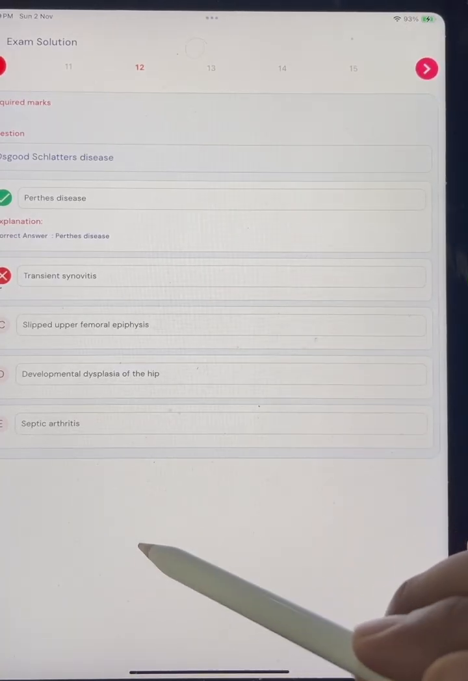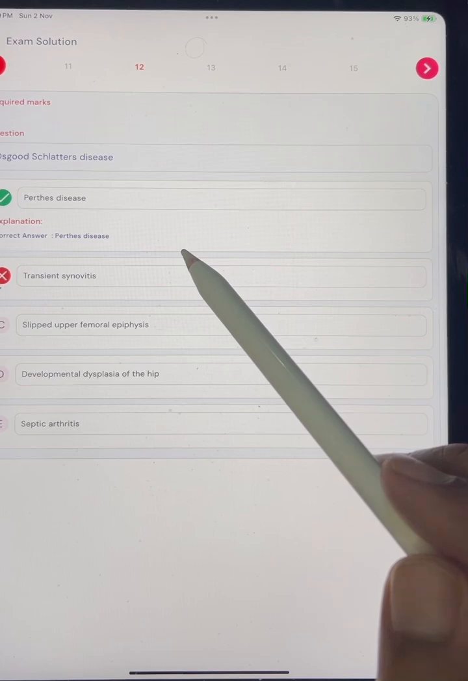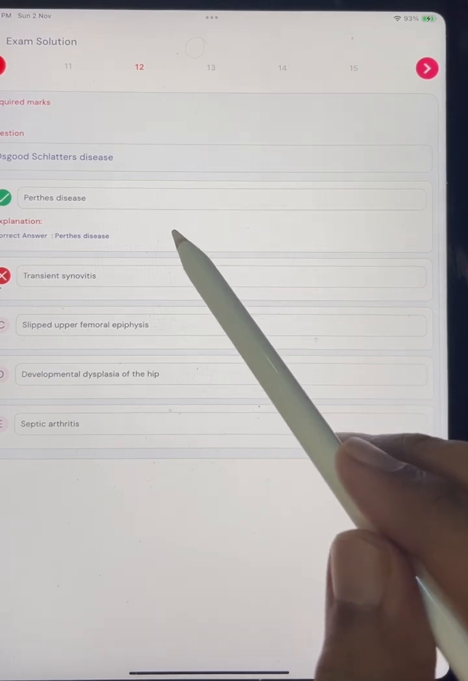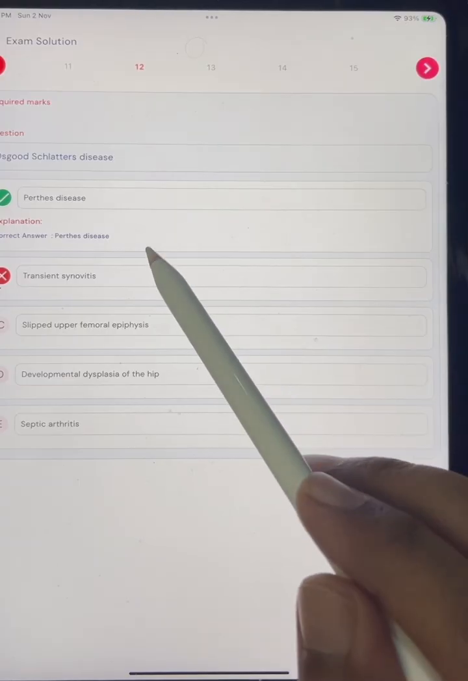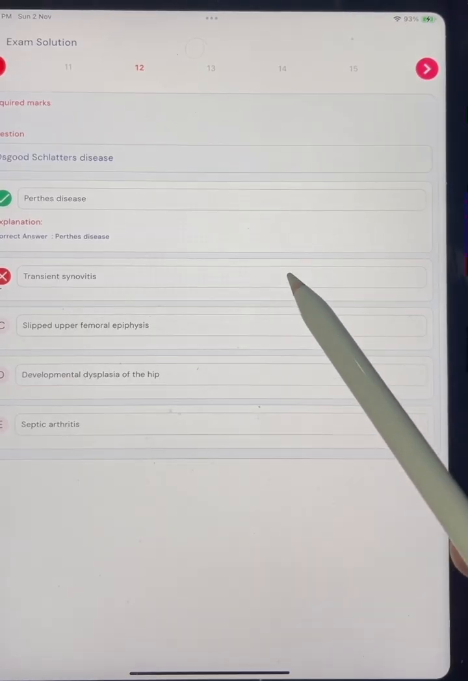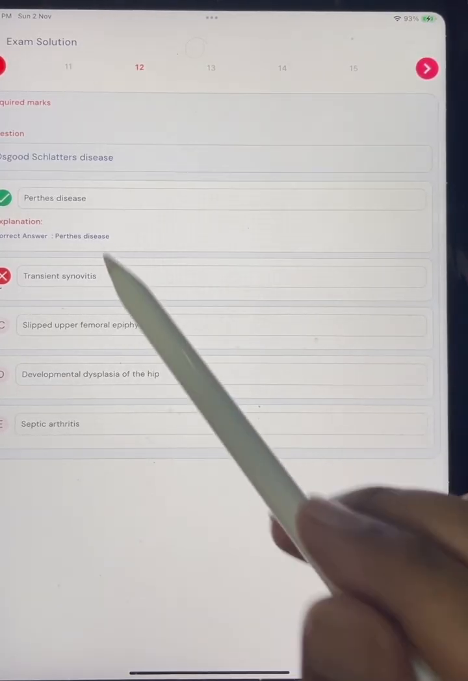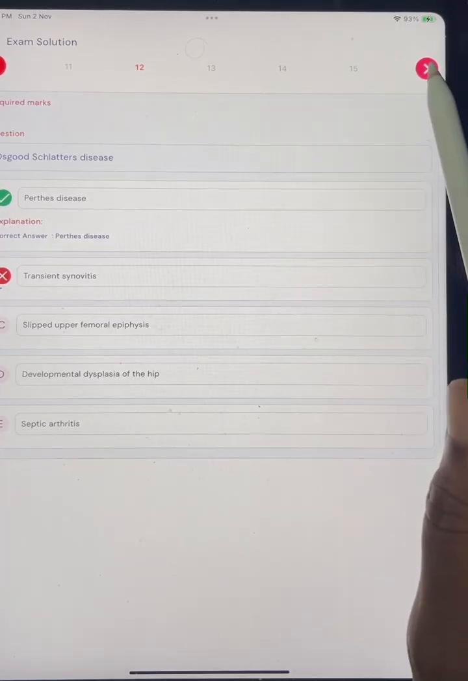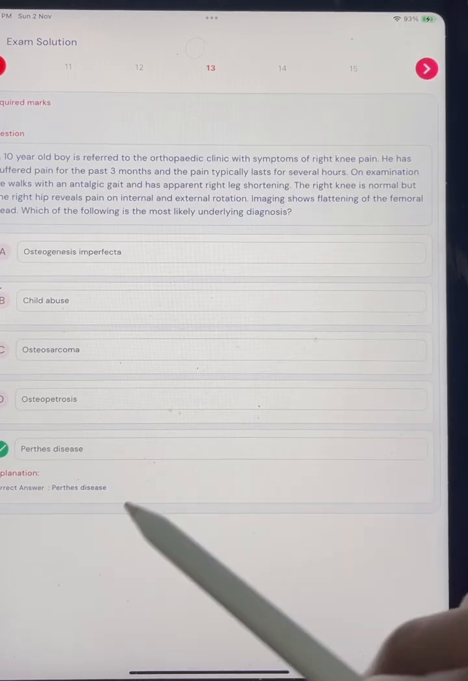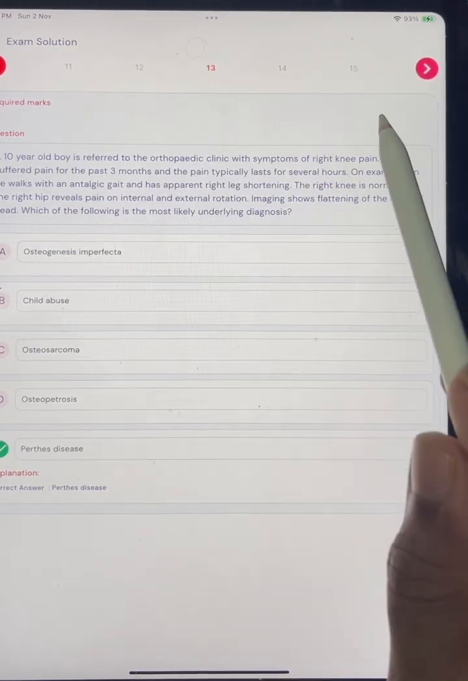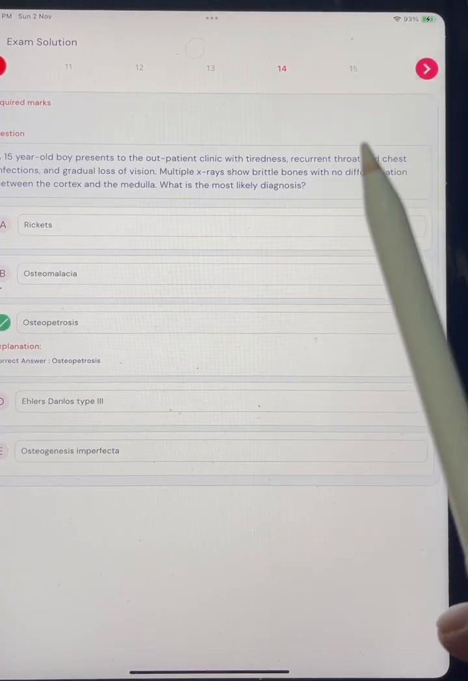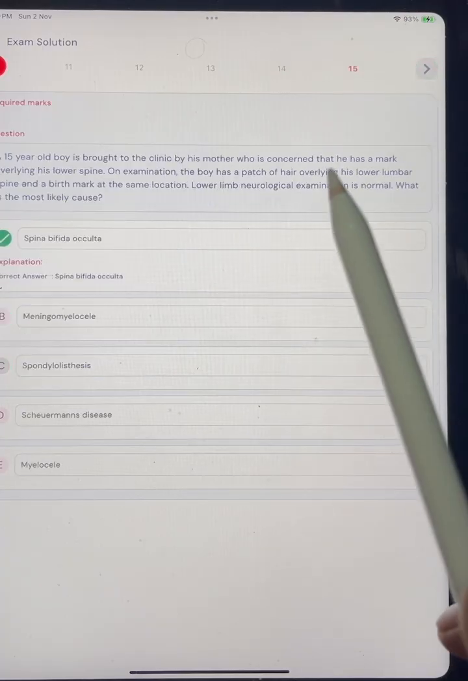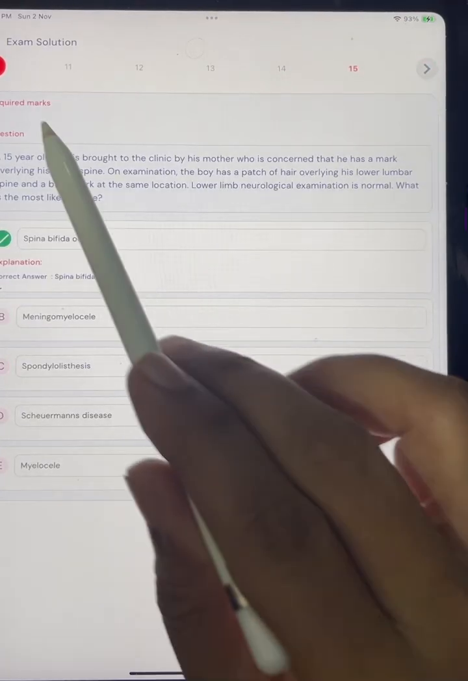This is again, the question is, the correct answer. What is this? Legg-Calvé-Perthes disease is Perthes disease. Something is wrong here. This is an orthopedic clinic, pain and internal rotation, and there is flattening, right? Osteopetrosis, right? Spina bifida occulta.